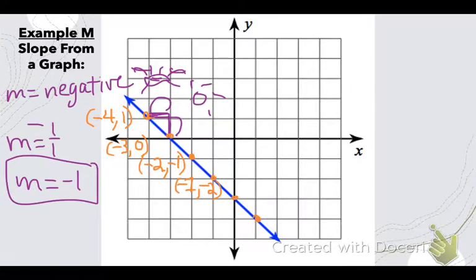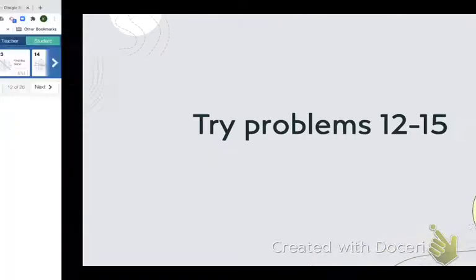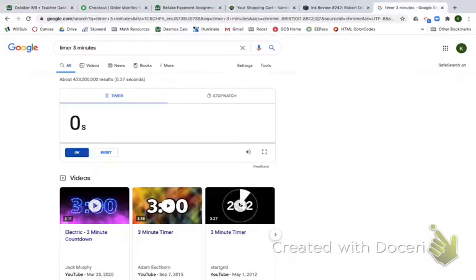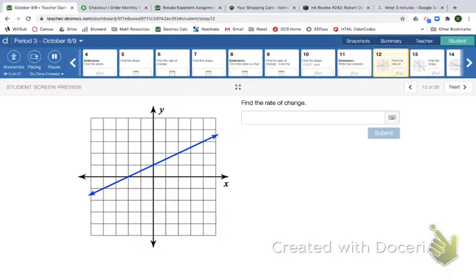All right, let's go ahead and try problems 12 through 15 on Desmos. We're going to have 5 minutes to get these done, so let's reset and start on your Desmos, questions 12 through 15.